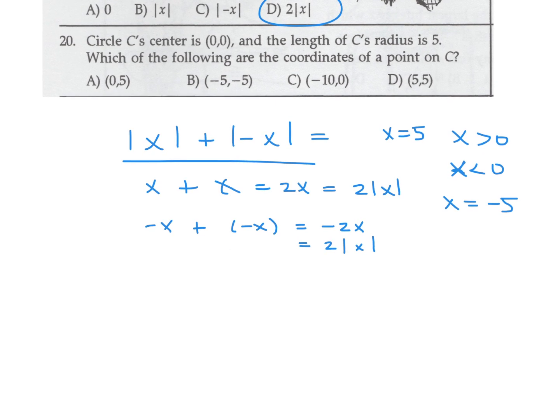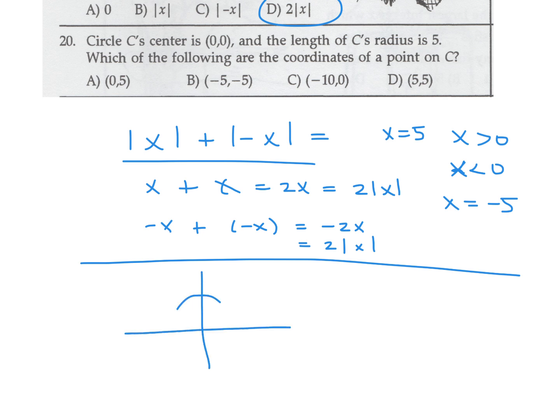Circle C's center is 0, 0, and the length of C's radius is 5. Which of the following are coordinates of a point on C? Okay, so if the center is here and the radius is 5, that's basically the graph. And the equation would be x squared plus y squared is 5 squared, right? Standard equation for a circle that's centered at 0.